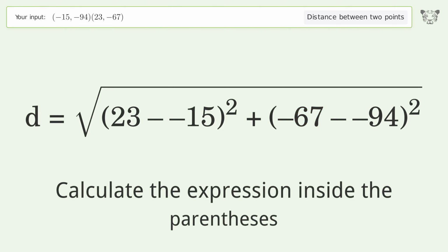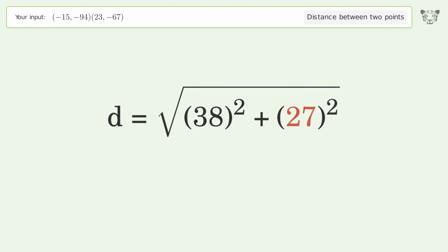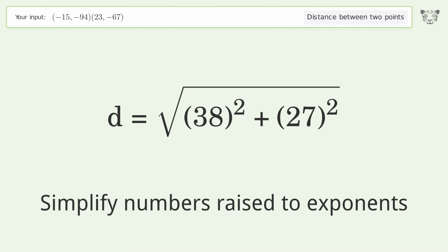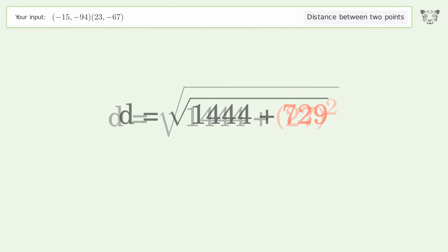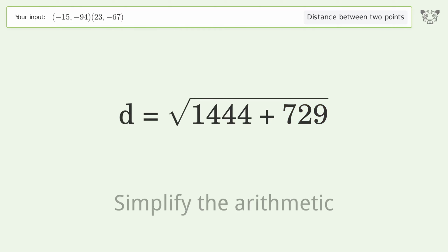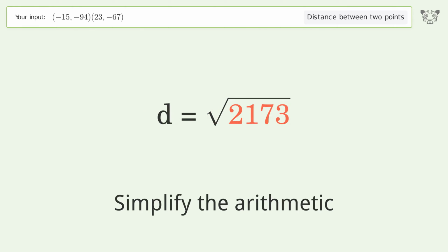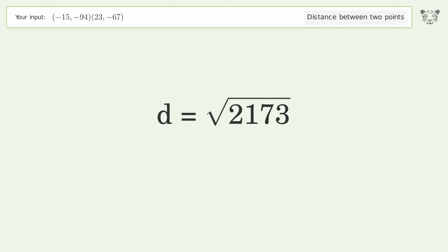Calculate the expression inside the parentheses. Simplify numbers raised to exponents. Simplify the arithmetic. And so the distance between the 2 points is the square root of 2173, or 46.615.